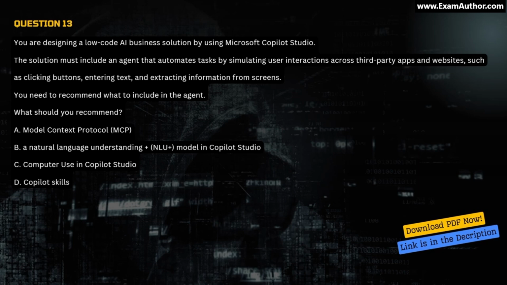Question 13. You are designing a low-code AI business solution by using Microsoft Copilot Studio. The solution must include an agent that automates tasks by simulating user interactions across third-party apps and websites, such as clicking buttons, entering text, and extracting information from screens. You need to recommend what to include in the agent. What should you recommend?